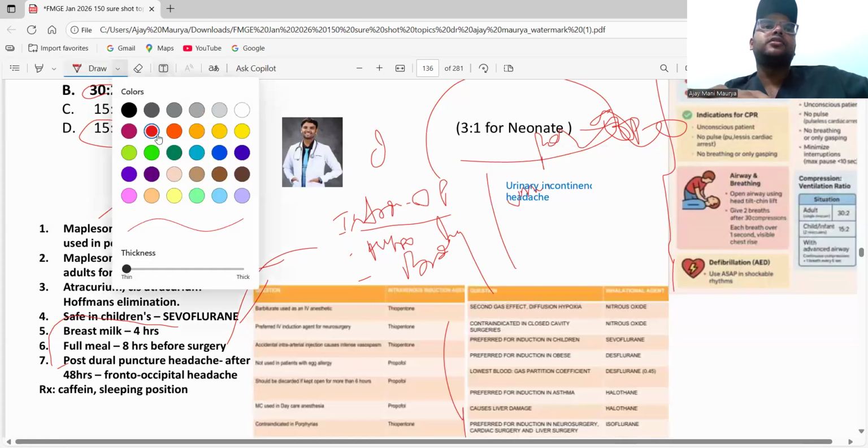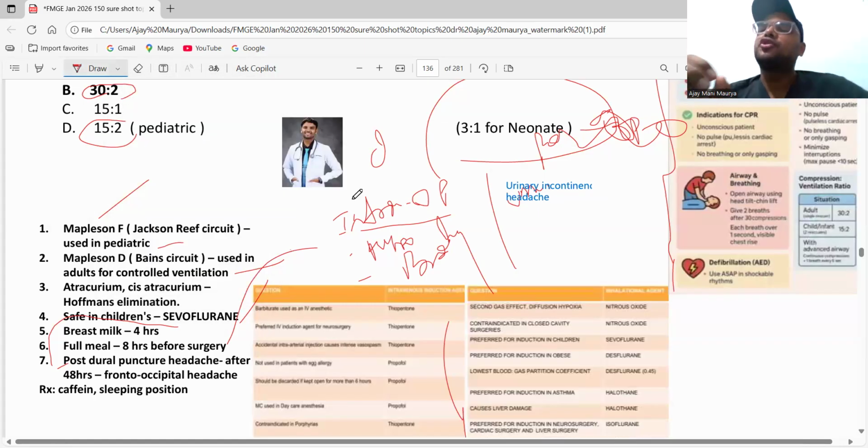These are also important MCQs. What is the most common complication of spinal anesthesia? The most common intra-op complication is hypotension, and the second most common is bradycardia. The most common complication post-op is first urinary incontinence, and the next one is headache.